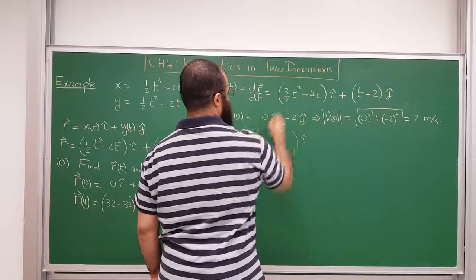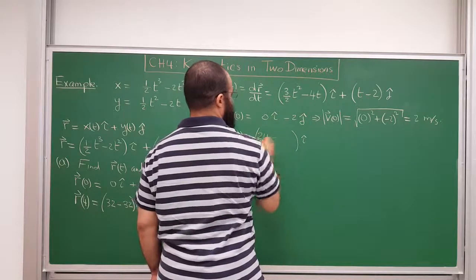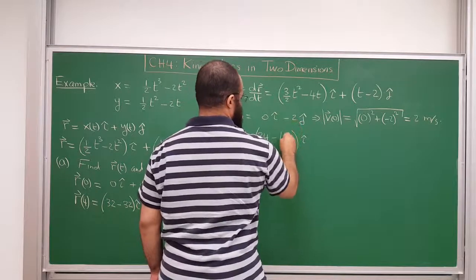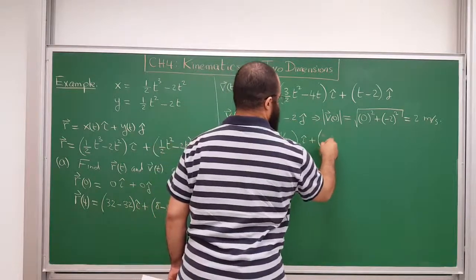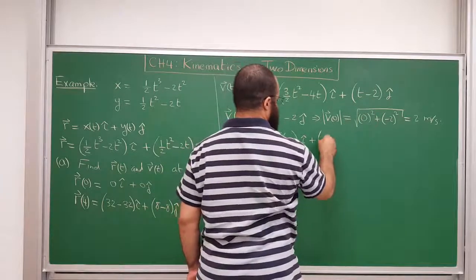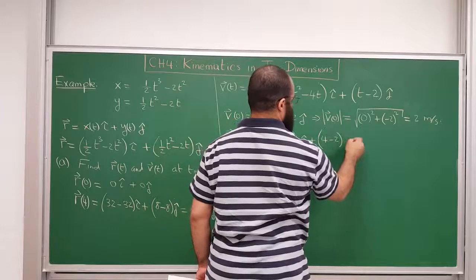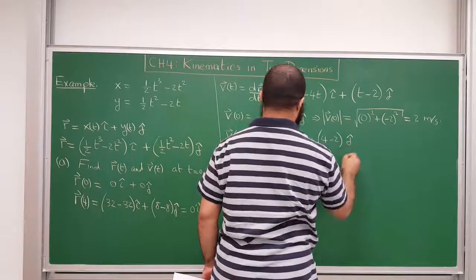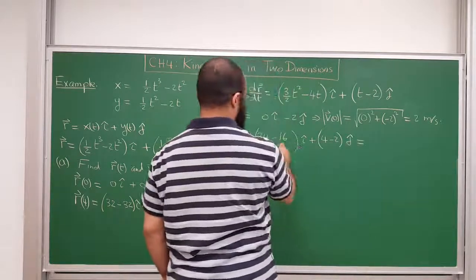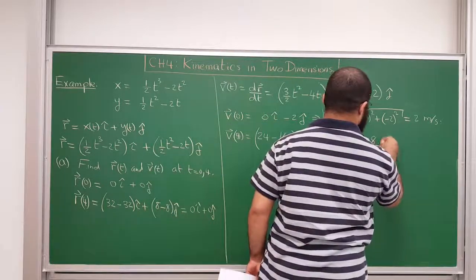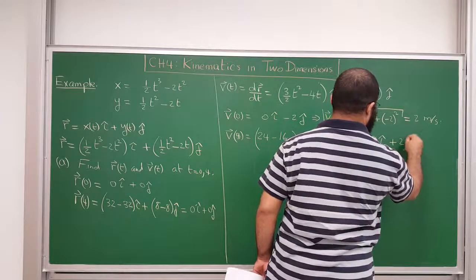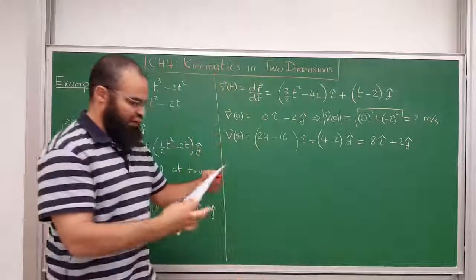And 8 times 3 is 24. So 24 minus, and then 4 times 4 is 16. And then plus t minus 2, that's 4 minus 2. And so you get 4 minus 2 j hat. And so the velocity at 4 seconds will be 24 minus 16, which is 8 i hat, and then 4 minus 2 is 2 j hat. That's the velocity at 4 seconds.